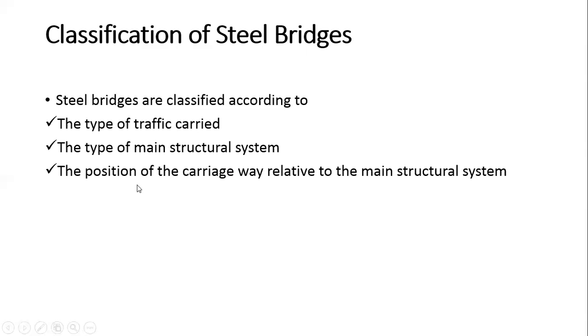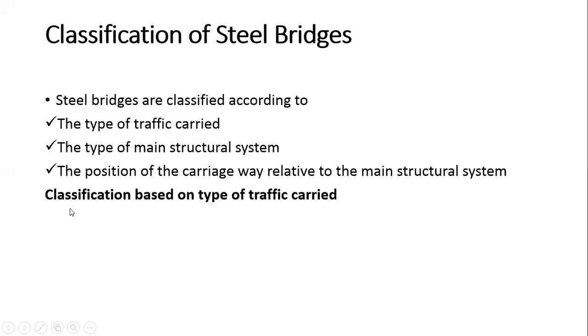Third one is the position of the carriageway. Carriageway means where the load is moving. In case of highway bridges, it is the road surface. In case of a railway bridge, it is the railway line. So that is called your carriageway, where the traffic is moving, relative to the main structural system. So we have to classify the bridges based on these three criteria.